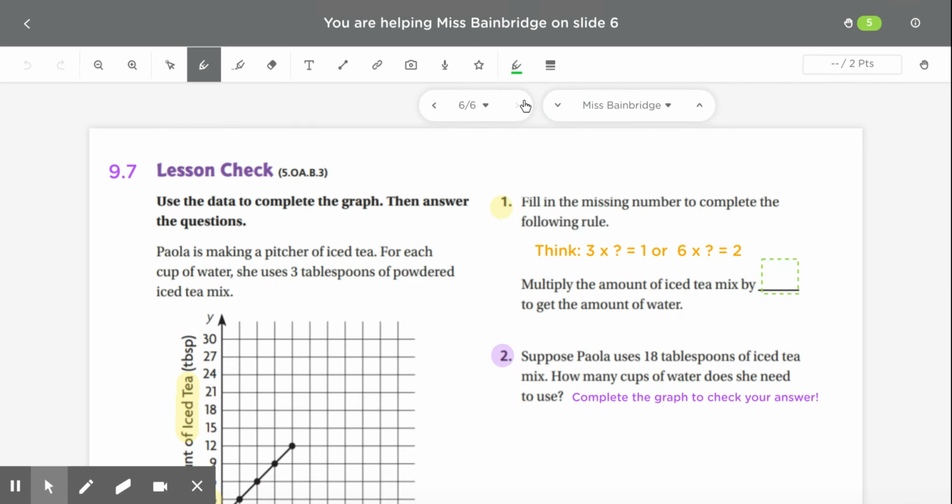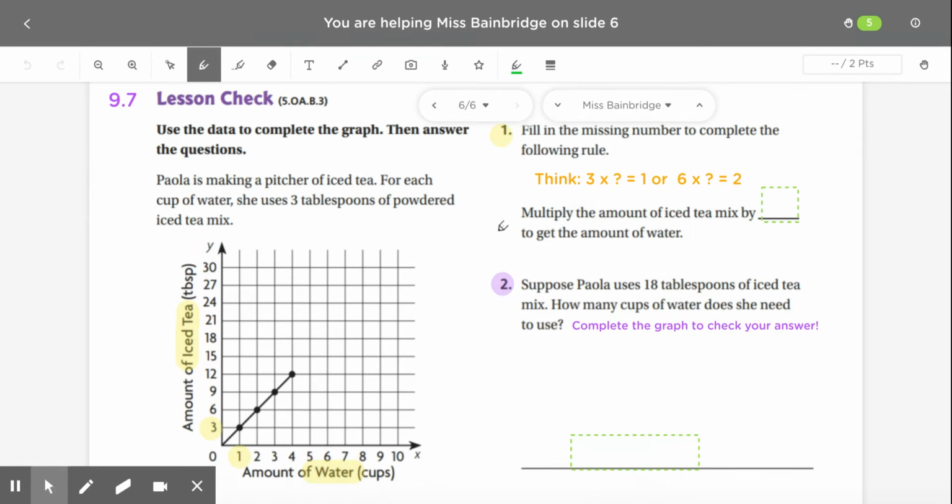On to 9.7. So for 9.7, I put a clue for my class because I saw you guys were struggling. So in yellow, I had you really make sure you were looking at iced tea related to water. So it says multiply the amount of iced tea by something to get the amount of water. Well, here, iced tea has 3 tablespoons, and that only requires 1 tablespoon of water. So if you put it in this in-out table, 3 goes in, 1 comes out.